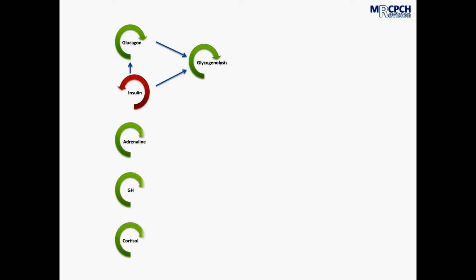So in diabetes, our level of circulating insulin falls, and as insulin falls, its inhibitory effect on glucagon is reduced. Consequently, the activity of glucagon goes up. And the combination of these two factors causes an increase in glycogenolysis. Now, early on we saw our unhappy cell, and our unhappy cell triggers the release of stress hormones, namely adrenaline, growth hormone, and cortisol.